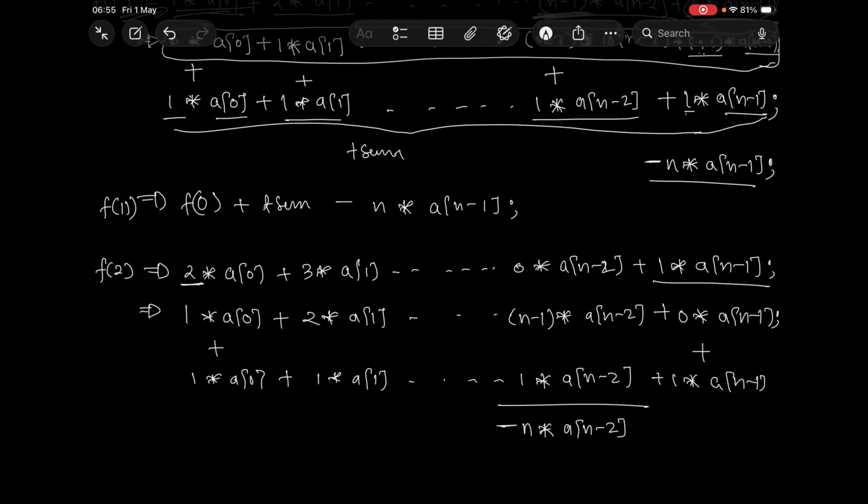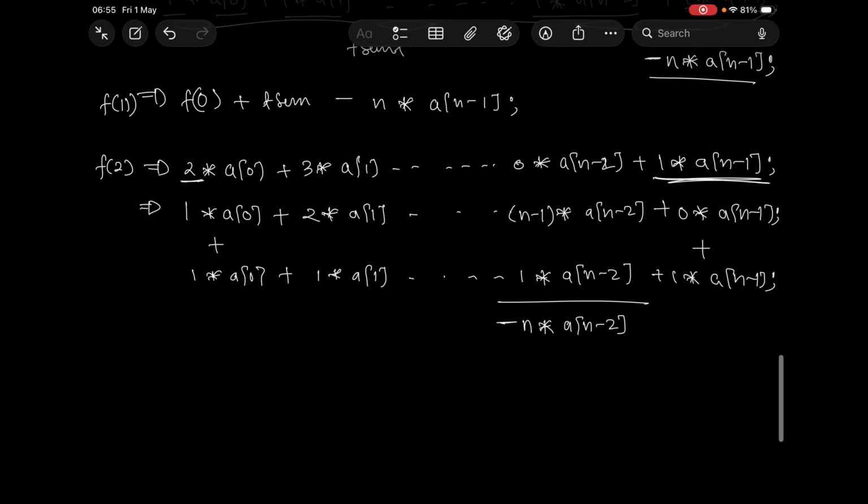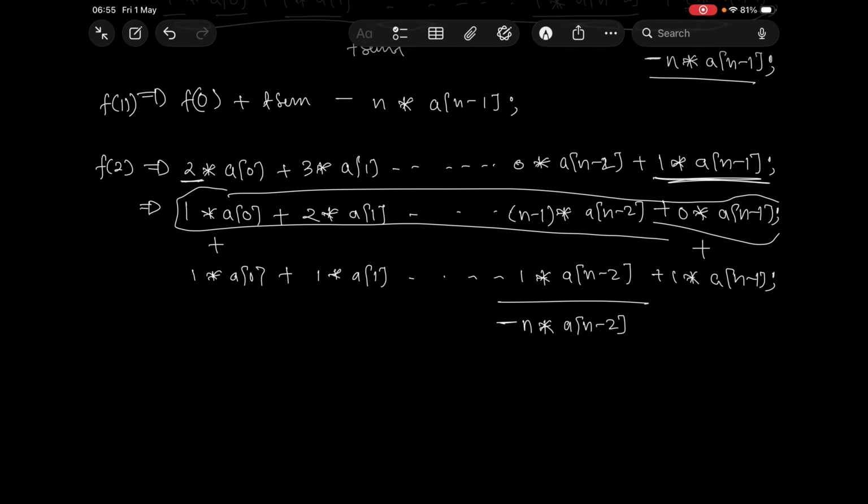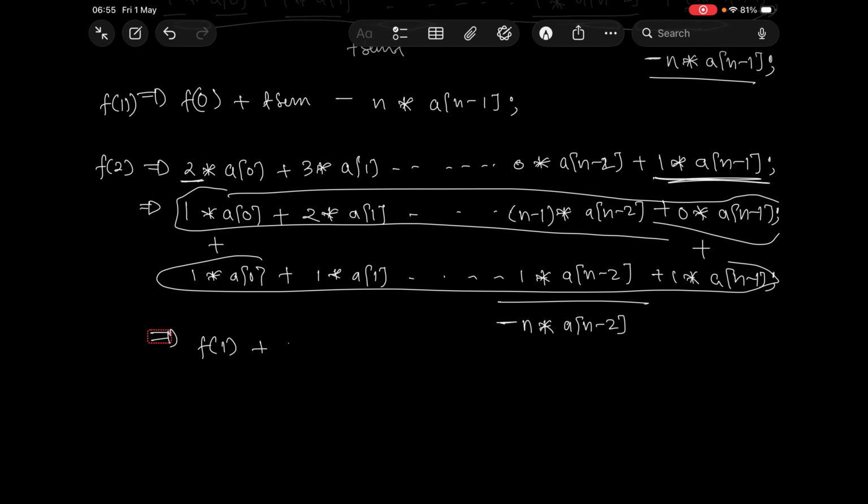Okay, so yeah, this is 1 times we have written, and this value comes to like this. We don't need to do anything further. Now again, if we observe, this is something we calculated from existing f of 1. So it is f of 1 plus total sum minus n times a of n minus 2. So this is the value for f of 2.